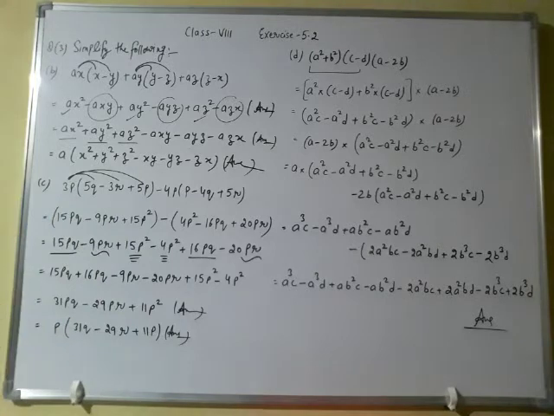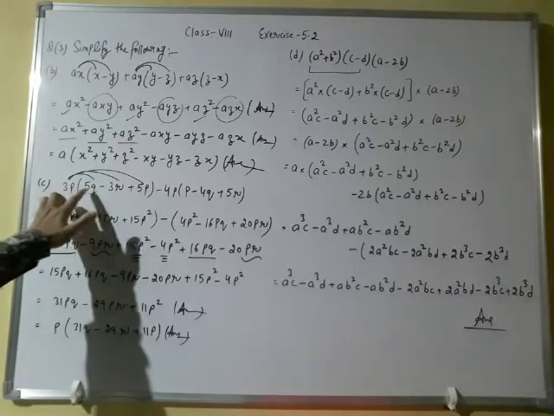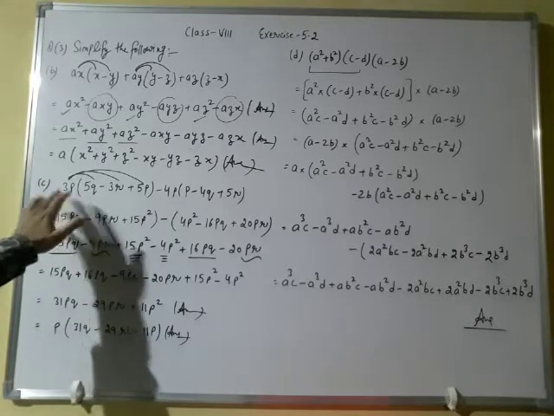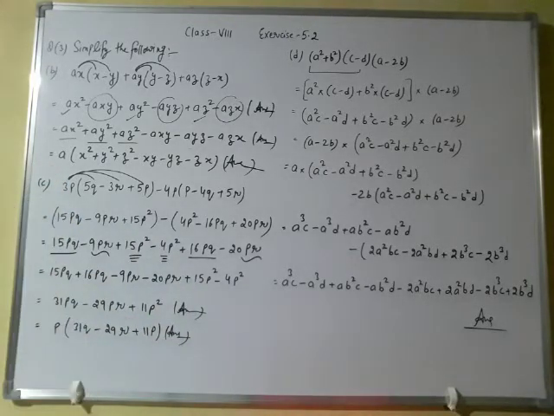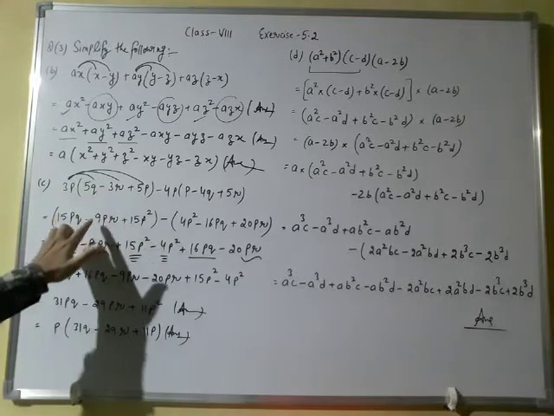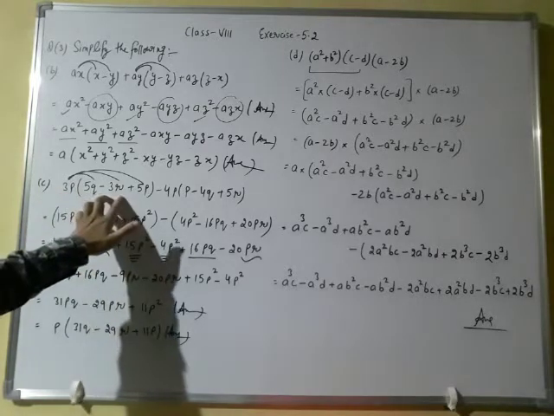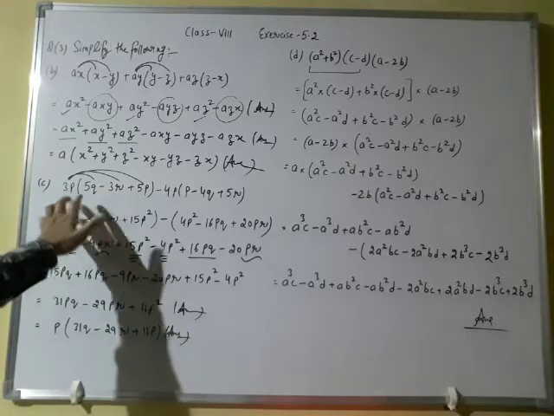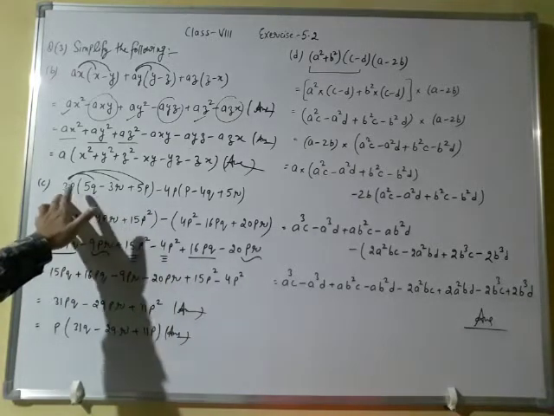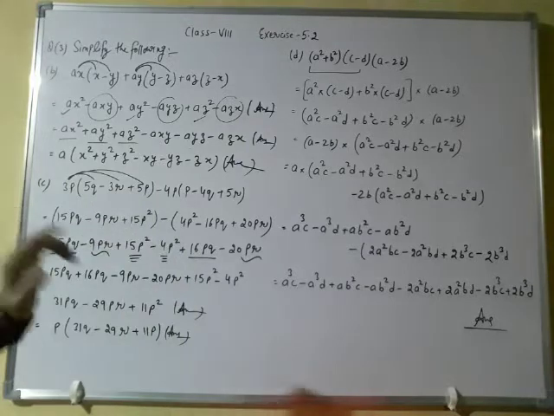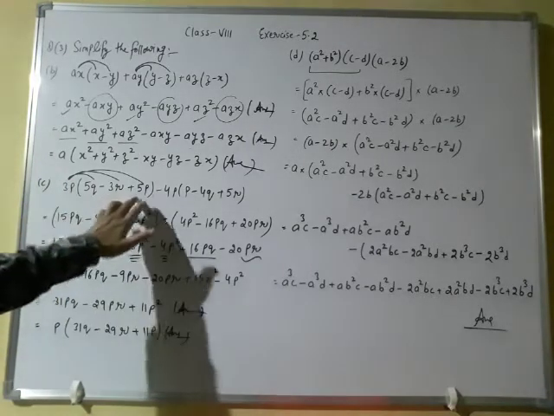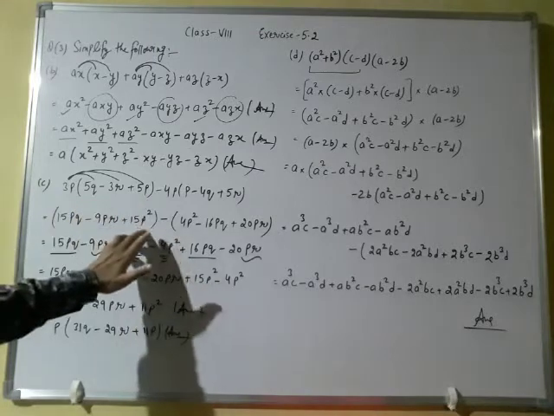First we will multiply their numerical coefficients. 3 multiplied by 5, 15, p into q, pq. Then the operation sign will multiply. Plus minus. 3p multiply 3r. 3 multiply 3, 9, p into r, pr. Then plus. 3p into 5p. First we will multiply their numerical part. 3 into 5, 15, p into p, p square.